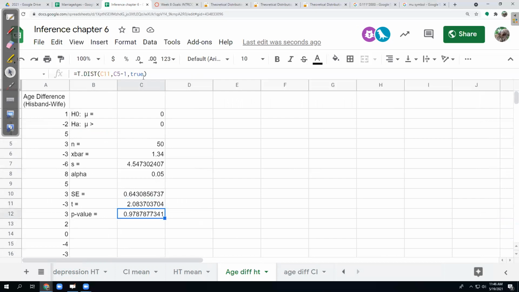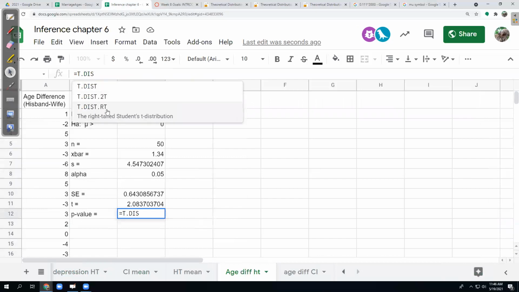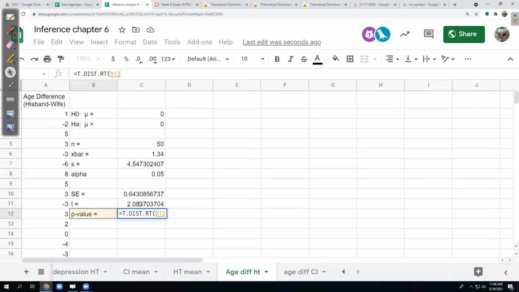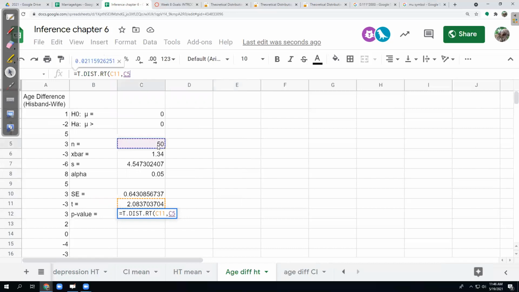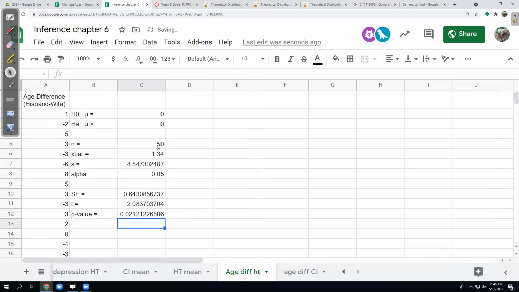Remember, the t-dis does a left tail by default. So I could do a 1-, but remember earlier I saw there was a t-dis right tail option. So I'm going to try that. And it says, what's your x? That would be your t-score and your degrees of freedom. And I'd recommend, since the sample size is on your spreadsheet, click on that and then do a -1 so you don't make a mistake there. All right, so I'm getting a p-value of 0.02, about 2%.